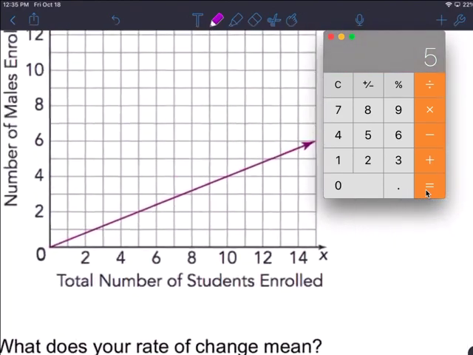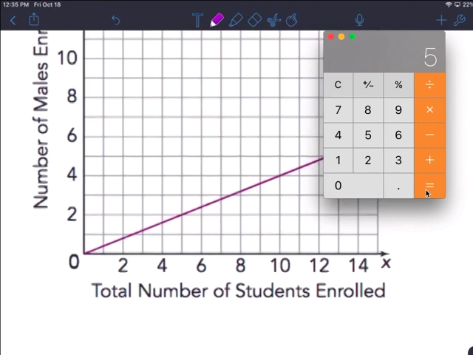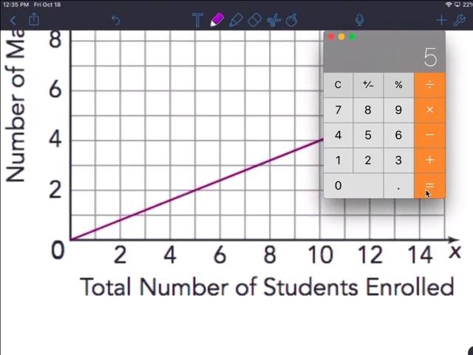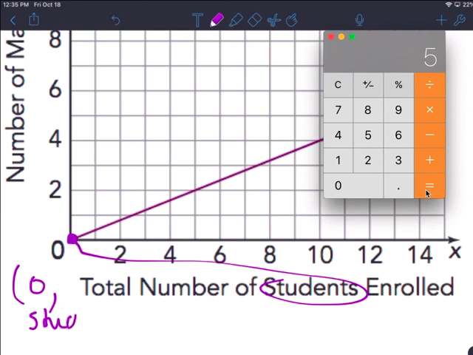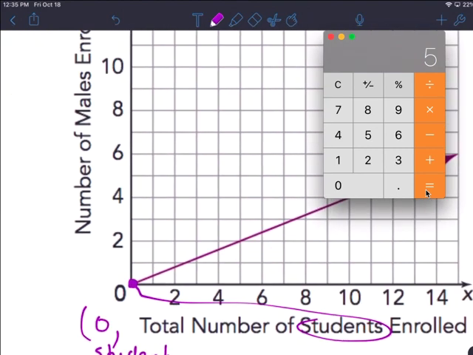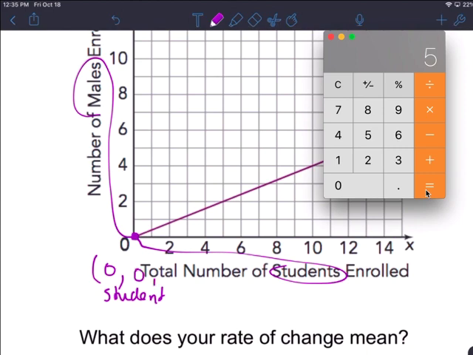Okay, this one. Look at this graph. You would choose 0, 0. This 0 here is students. This 0 here is number of male students. 0 males.